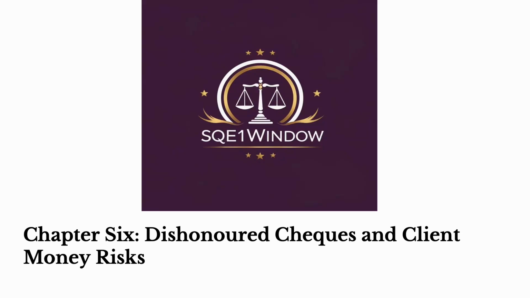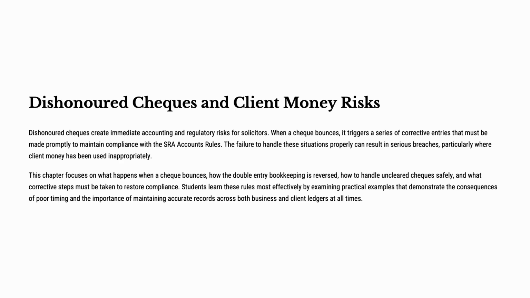Here we have chapter 6, dishonored checks and client money risks. That's what we need to understand. Sometimes it happens that a client gives us checks and the checks bounce, or are dishonoured. So that's what we need to look at in this session.